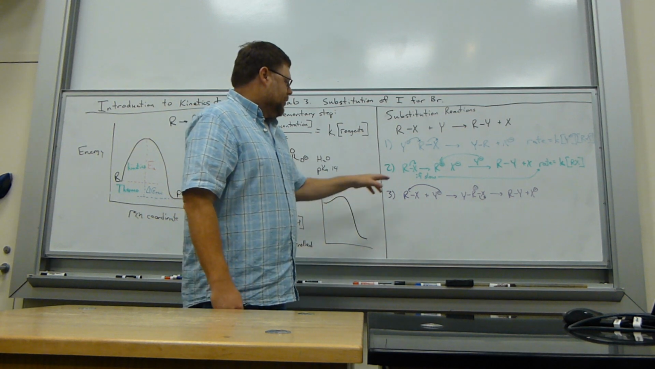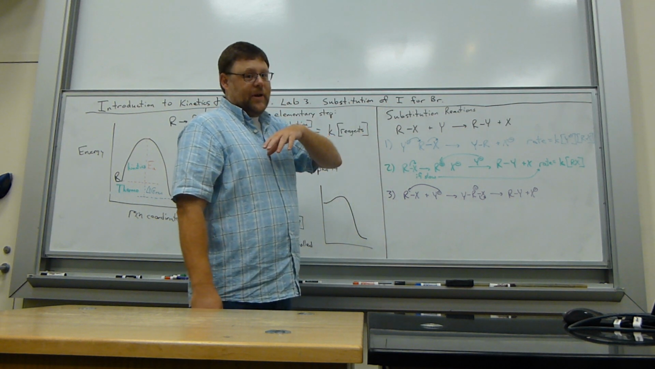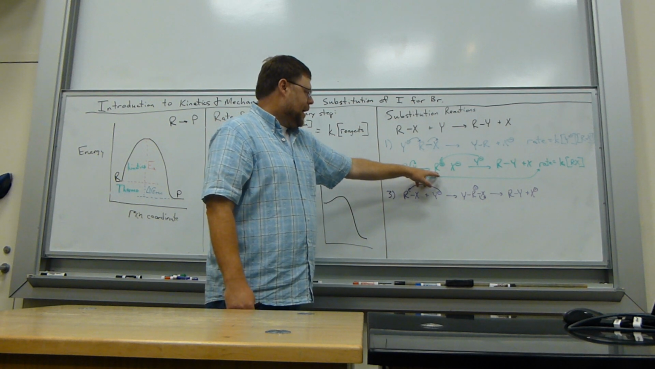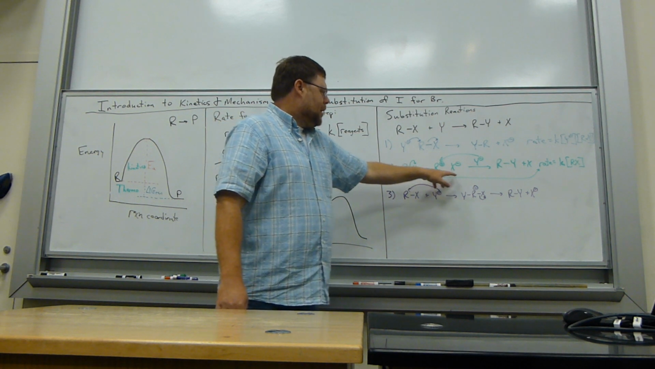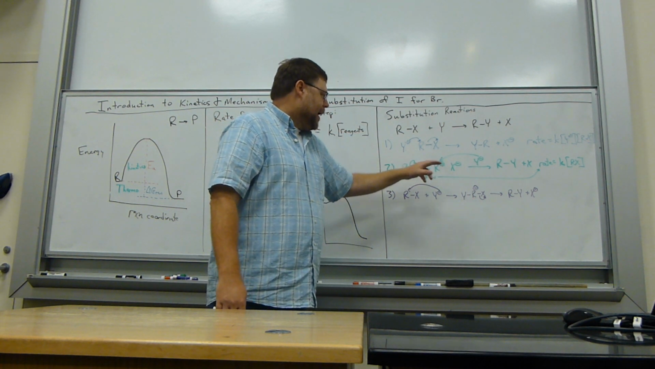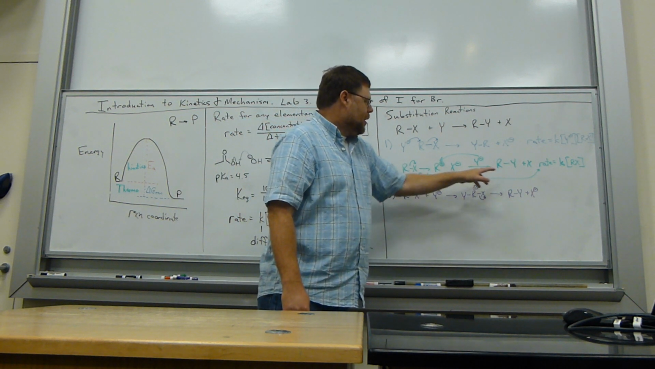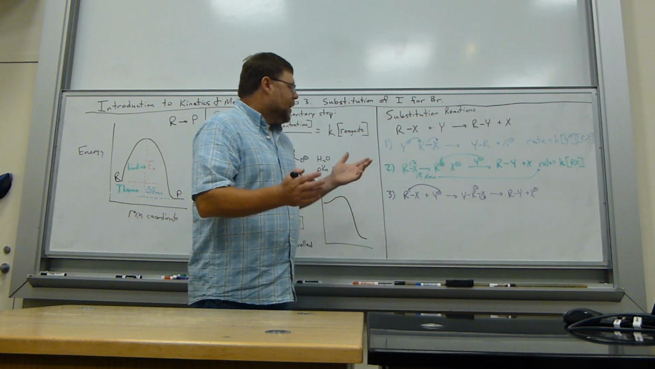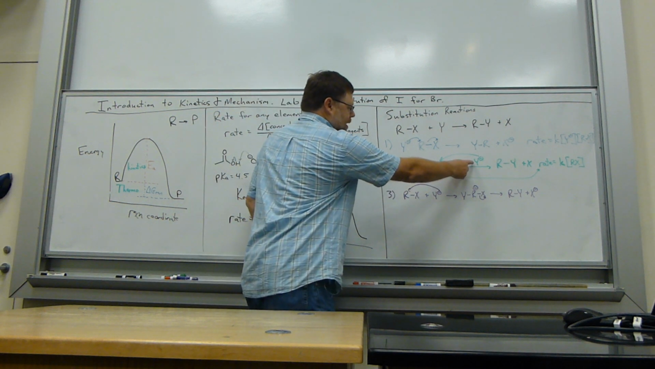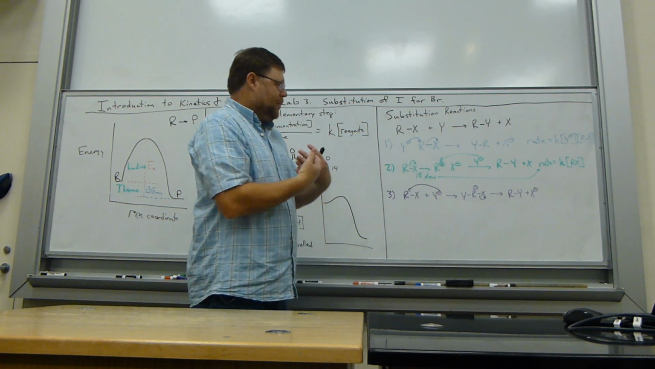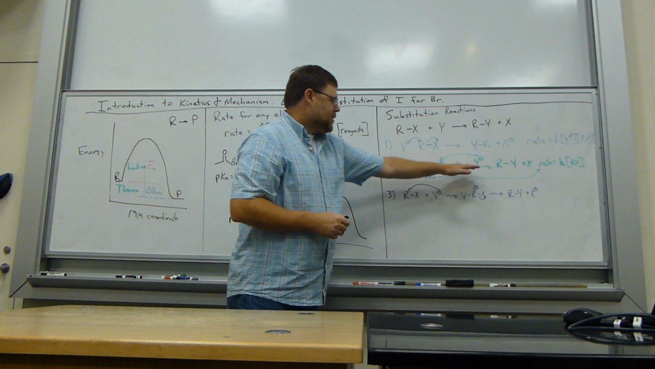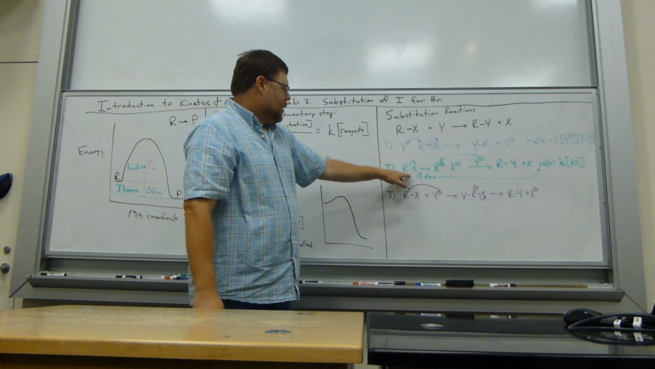Second possibility is that X simply takes its electrons and goes. This would give a positively charged R, which Y with its electrons could then attack, make a bond to. We'd get RY plus X again. But you might imagine, something negative reacting with something positive, that's probably going to happen really fast. So this is going to be a fast step.